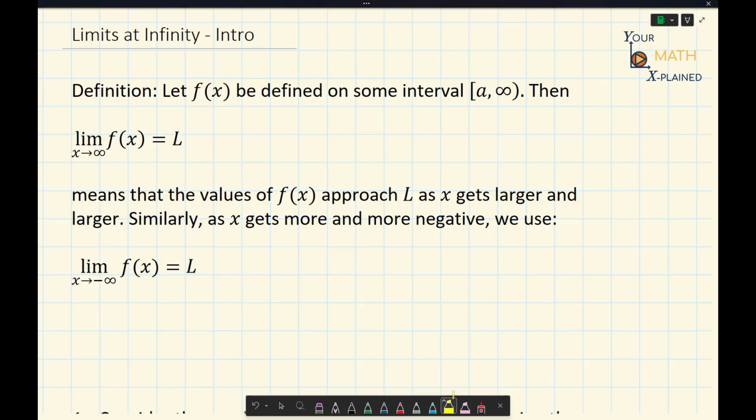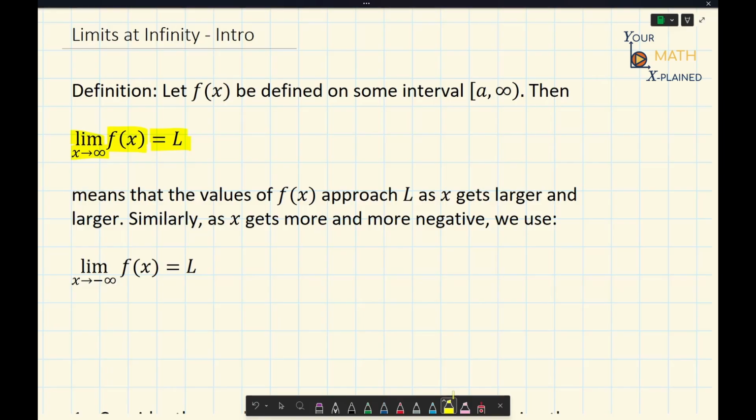Now let's start with our definition. Let f of x be defined on some interval from a to infinity. Then the limit as x approaches infinity of our function f of x is equal to L means that the values of f of x approach L as x gets larger and larger. So note, we're not saying that x ever equals infinity because that's impossible. Infinity is not a number. All we're saying is that as x becomes larger in the direction of positive infinity, the value of f of x is getting closer and closer to L.